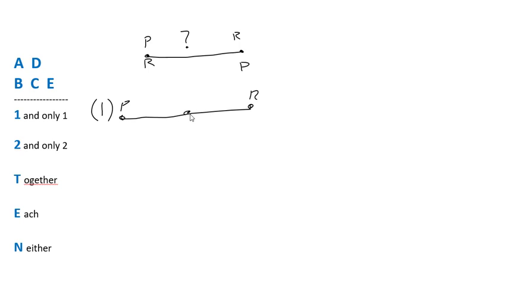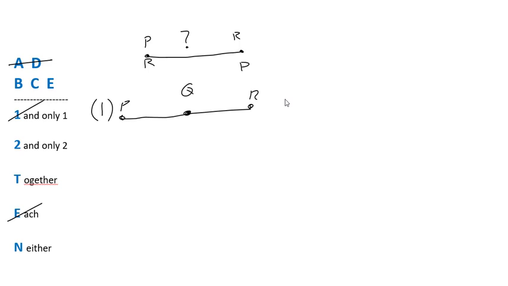The problem is we're not told that Q is right in between P and R. We're not told that the distance from Q to P is the same as the distance from Q to R. So statement 1 is actually not sufficient. So we have to cross out. We can't say that statement 1 is sufficient, and therefore can't say that each statement is sufficient. So we have to cross out A and D.